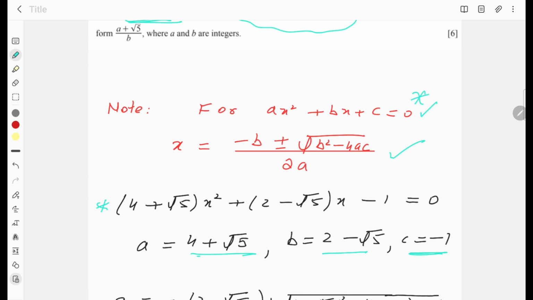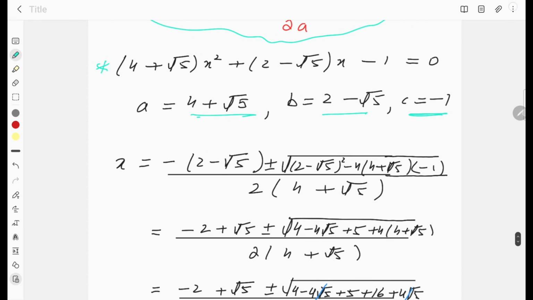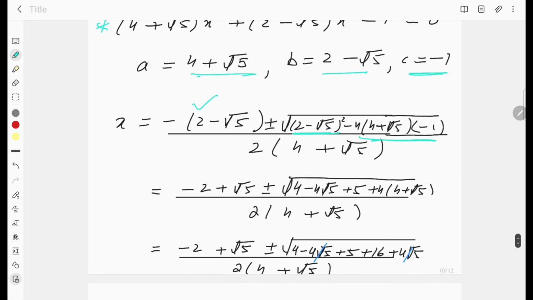Now I plug these values of a, b, c in this quadratic formula. So I substituted all these values in the formula, and then I go for simplification. First of all, I open this bracket. Then I will open this bracket. Then I simplify these terms. For this, you can either apply the formula a minus b whole square, or you multiply the bracket by itself.